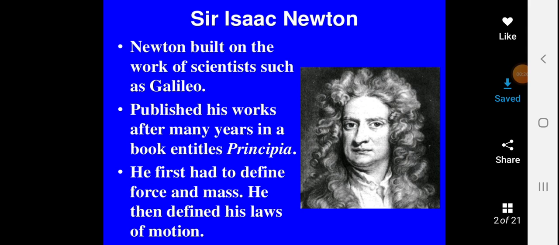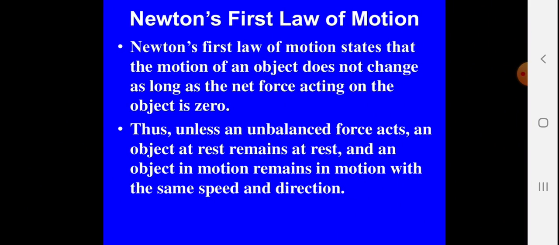In the picture, he is Sir Isaac Newton. Newton built on the work of scientists such as Galileo, and published his work after many years in the book entitled Principia. He first had to define force and mass. He then defined his laws of motion. Newton's first law of motion.